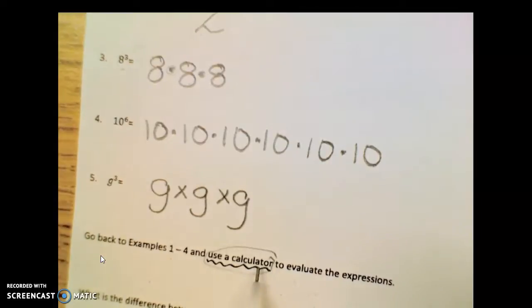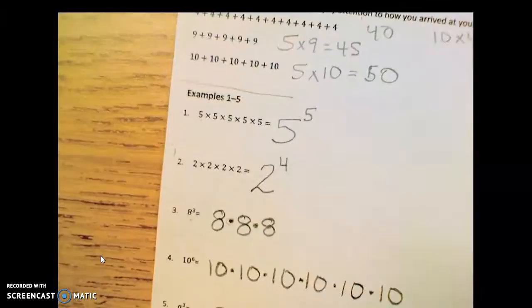Use a calculator to evaluate the expressions. You're welcome to use a handheld calculator or the calculator on your computers. And when it says evaluate, that means solve or find the value of those. So when you're doing 5 to the 5th power, you're going to plug into your calculator 5 times 5 times 5 times 5 times 5.